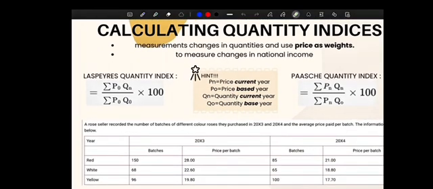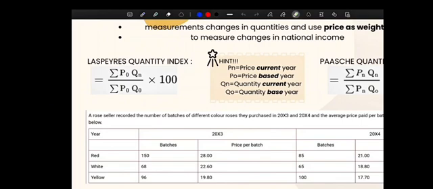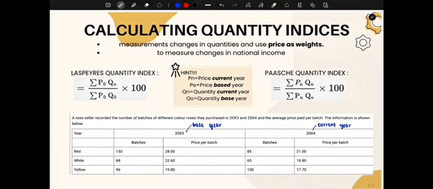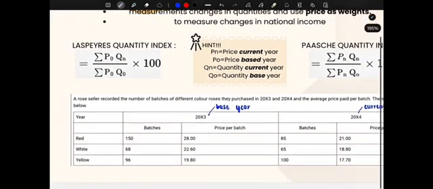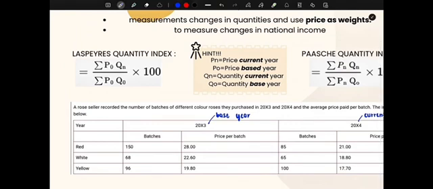Okay, so we will take a look at an example, where I want you guys to take out your calculator and let's calculate this together. The question asks: a rose seller recorded the number of batches of different color roses they purchased in 2023 and 2024, and the average price paid per batch. We're going to take 2023 as the base year and 2024 as the current year. Usually it will be given which year will be the base year and which year will be the current year. So let us calculate it using the Laspeyres quantity index first.